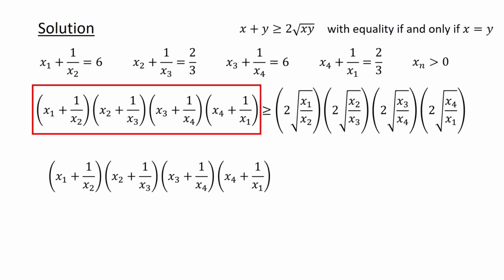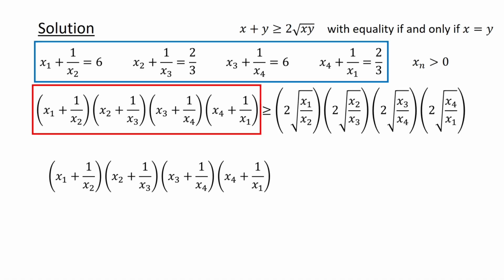Following this, consider the left-hand side of this inequality. Since we are given the numerical values of these four terms, the left-hand side becomes 6 times 2/3 times 6 times 2/3, which equals 16.